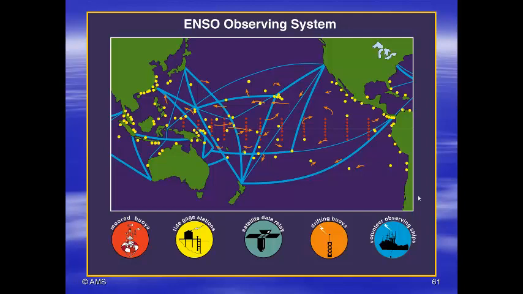So here shows the ENSO observing system. The red dots are moored buoys. The yellow dots are tide gauge stations. We also have the satellite data relay and the drifting buoys and volunteer observing ships.